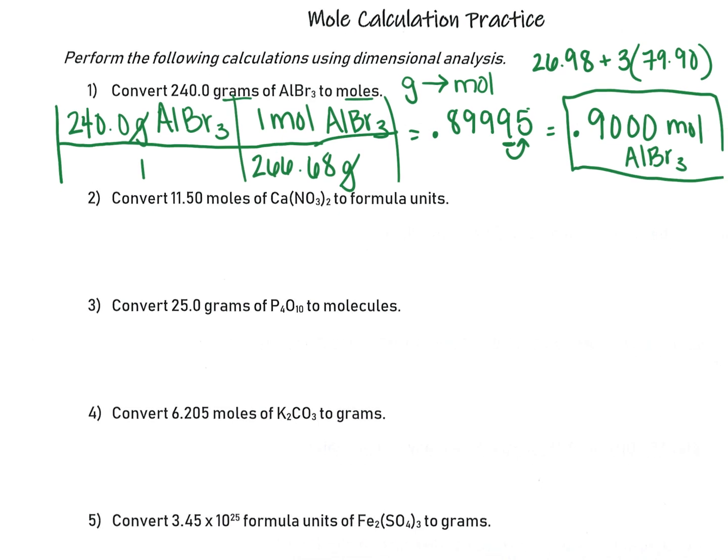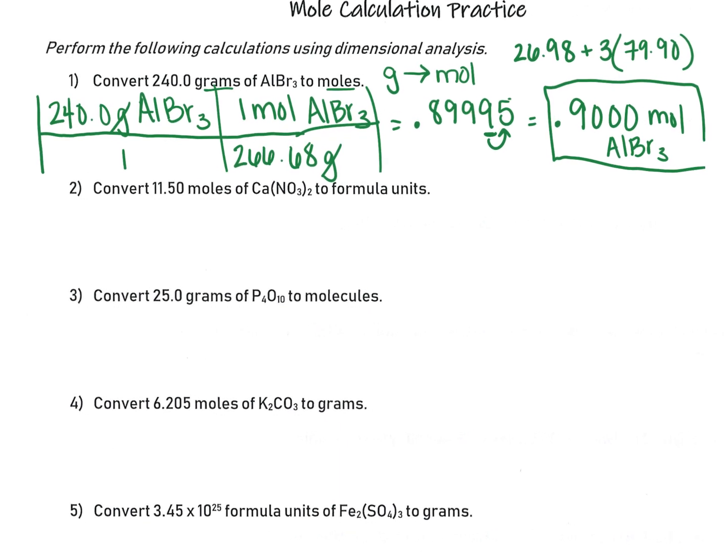Okay, let's take a look at number 2. This time we're going to convert 11.50 moles of calcium nitrate to formula units.